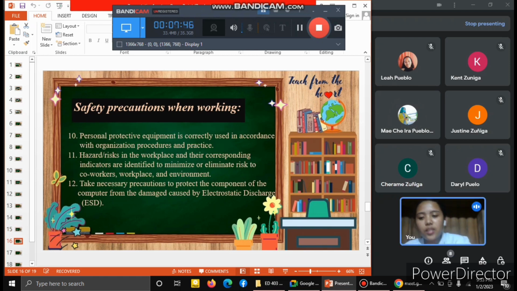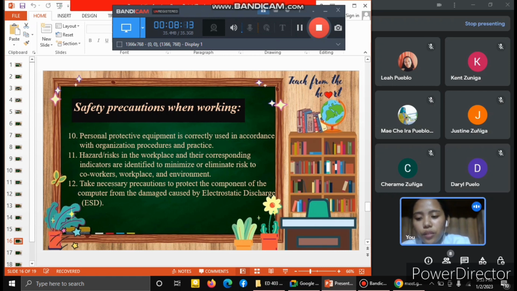Number 10 is personal protective equipment is correctly used in accordance with the organization procedures and practice. So hazard or risk in the workplace, and their corresponding indicators are identified to minimize or eliminate risk to coworkers, workplace, and the environment.